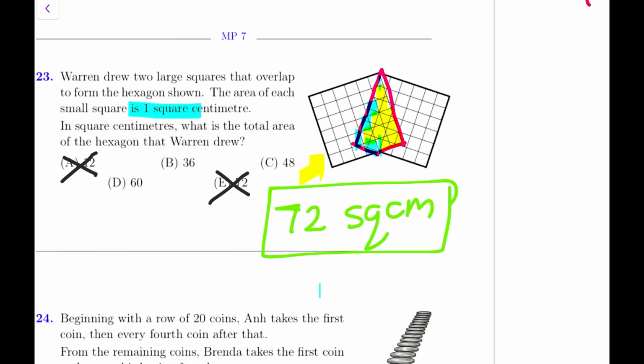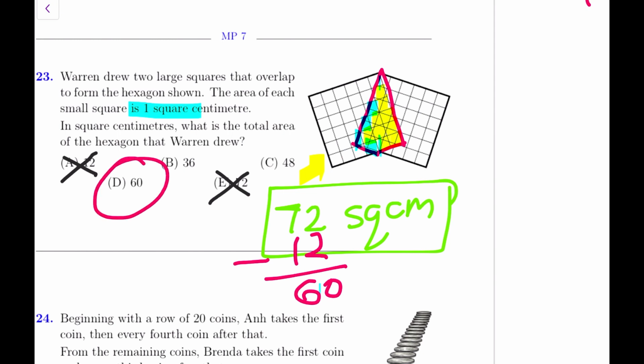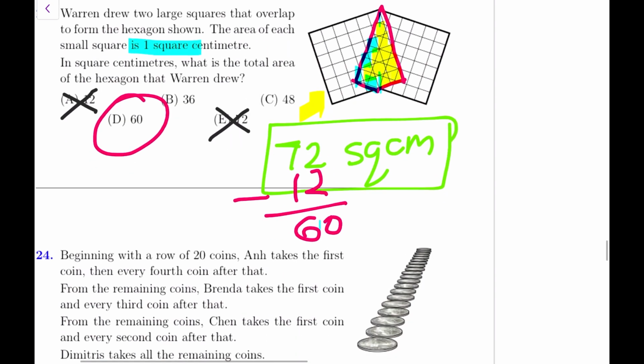So before we had 72, we have to take 12 away which are overlapping. That's 60. Oh, actually we found exact. This is 60. The answer is 60 square centimeters.